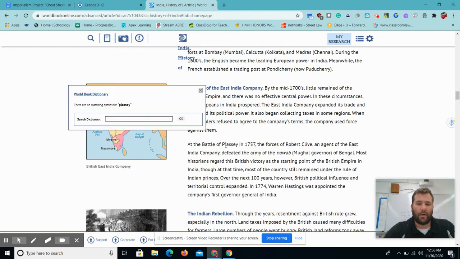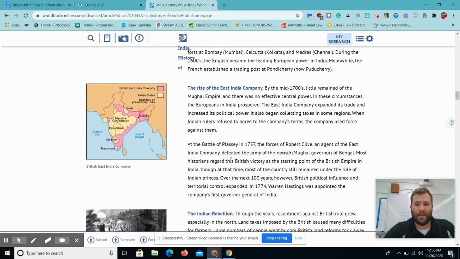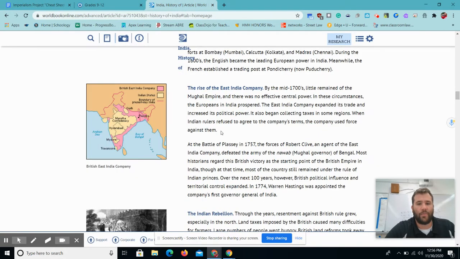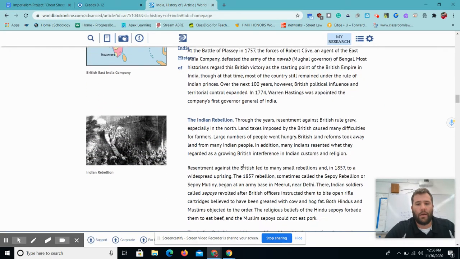Here you go. Battle. At the Battle of Plassey in 1757, the forces of Robert Clive, an agent for the East India Company, defeated the army. Most historians regard the British victory as the starting point of the British Empire. There you go. There's the answer right there. Right? So you'd write that down for how they gain control. Right? Imperial period, resistance, legacy. We'll keep reading down. Let's find out what else we can find on India. All right. Oh, Indian rebellion.